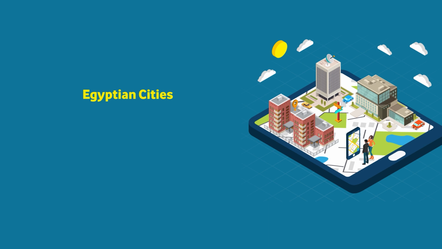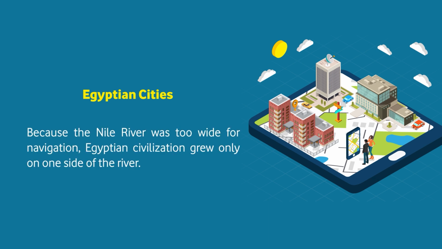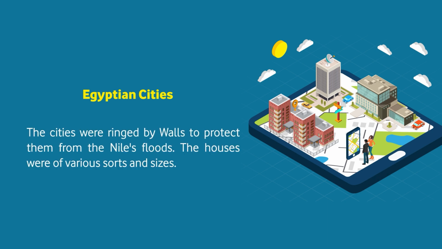Coming to Egyptian cities, because the Nile river was too wide for navigation, Egyptian civilization grew only on one side of the river. The cities were ringed by walls to protect them from the Nile's floods. The houses were of various sorts and sizes. Again, the income group had always played a role in history.